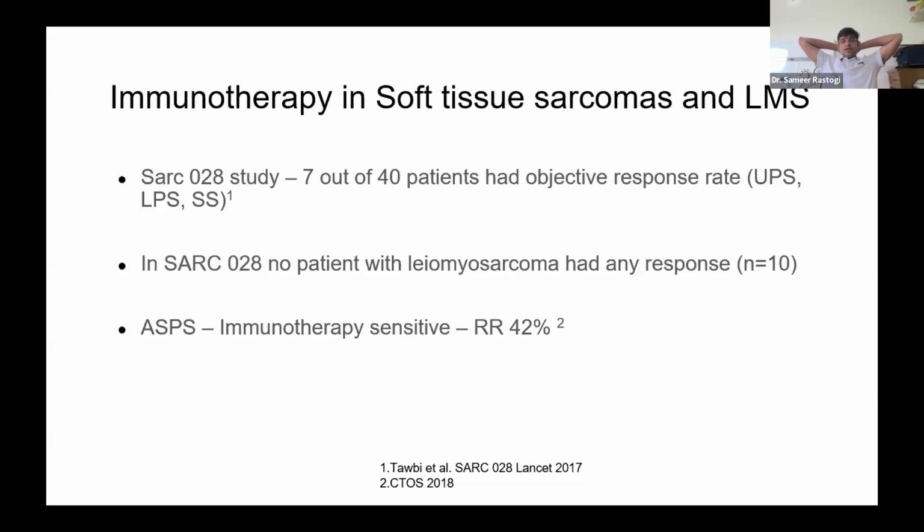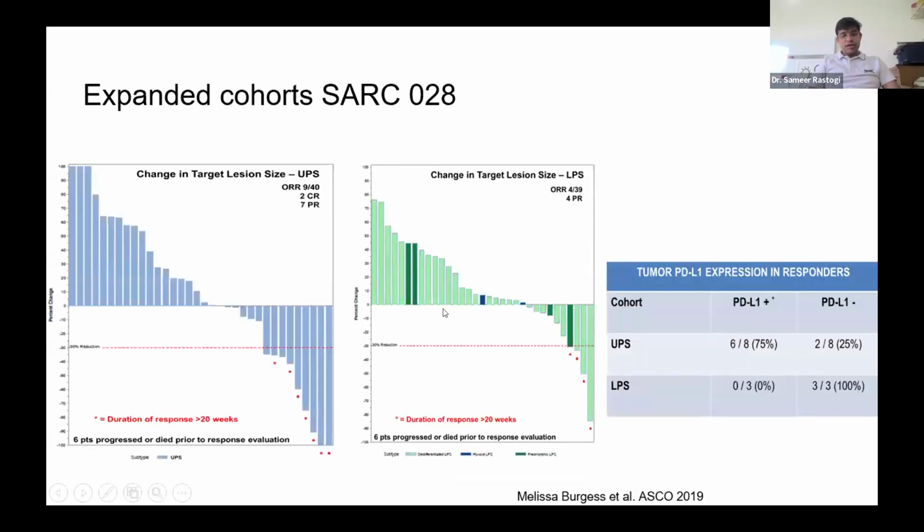Yes, yes. Thank you. So, myxofibrosarcoma, and Kaposi sarcoma, both HIV related and non-HIV related. What else? UPS, we have told. LPS, only in 10%, it's not very effective. So these are the sarcomas in which immunotherapy might be effective.